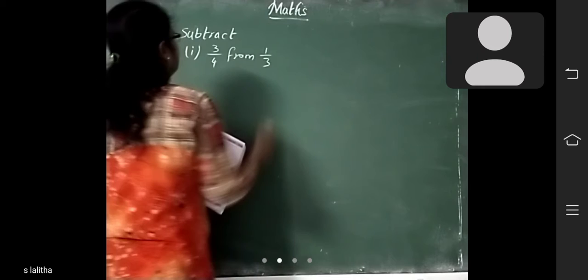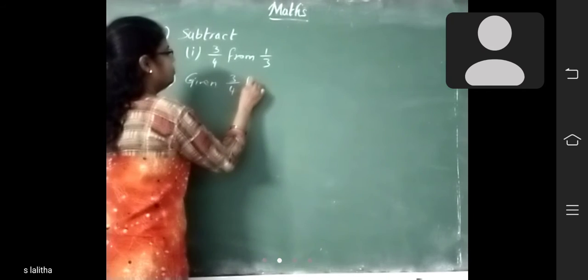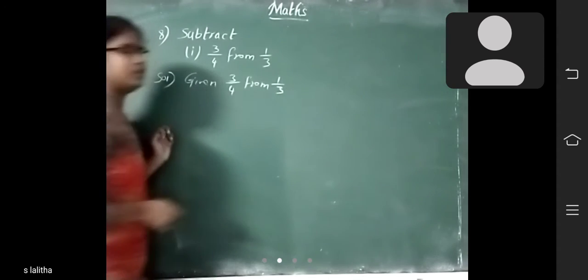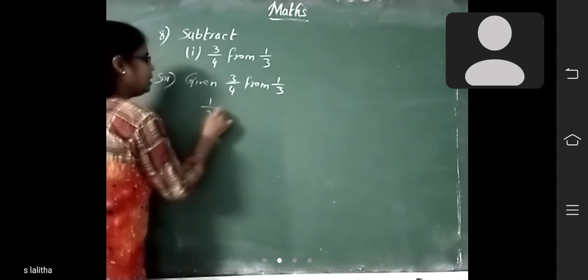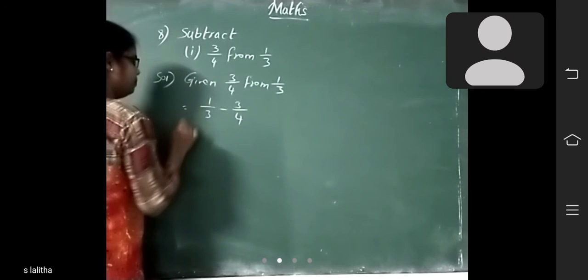Next, 8th question, see children. Subtract. First question. 3 by 4 from 1 by 3. So subtract 3 by 4 from 1 by 3. That means 1 by 3 minus 3 by 4 you have to subtract. So given 3 by 4 from 1 by 3. How can you write this one? 1 by 3 minus 3 by 4.